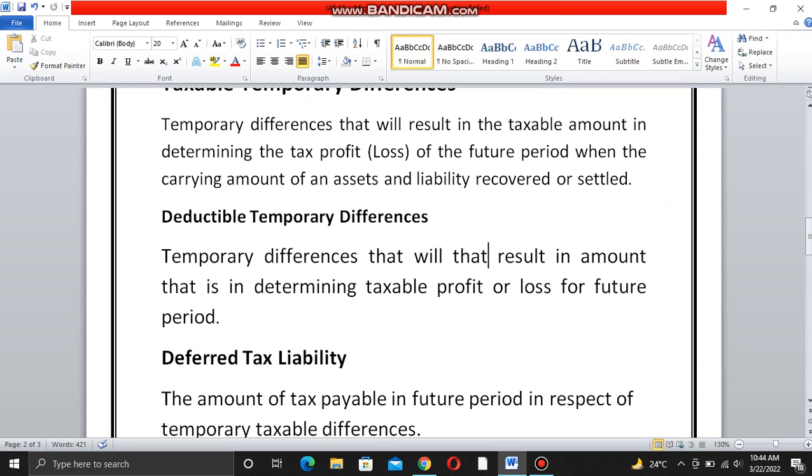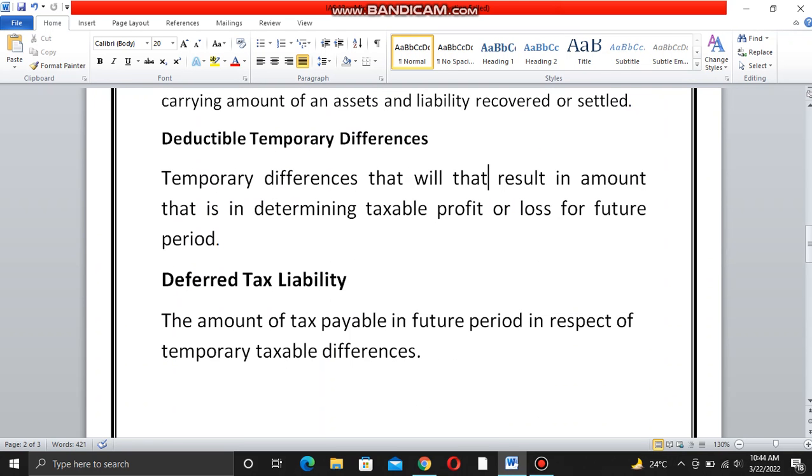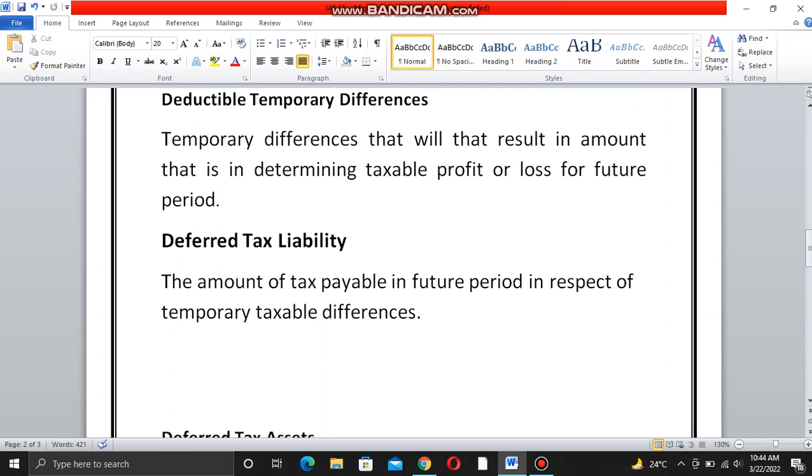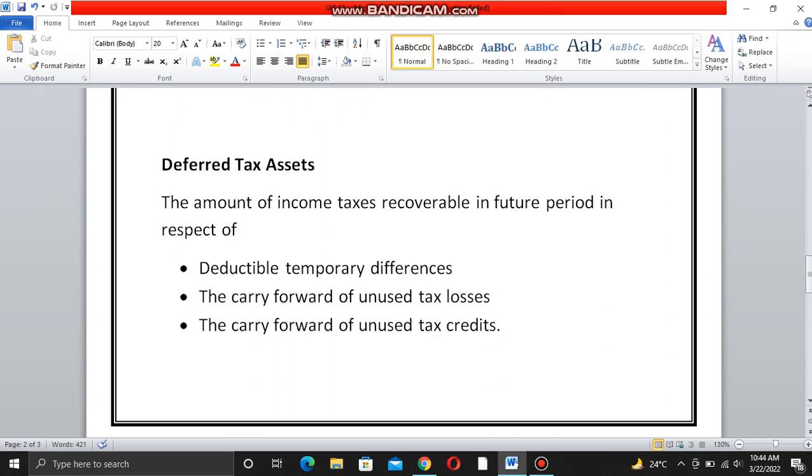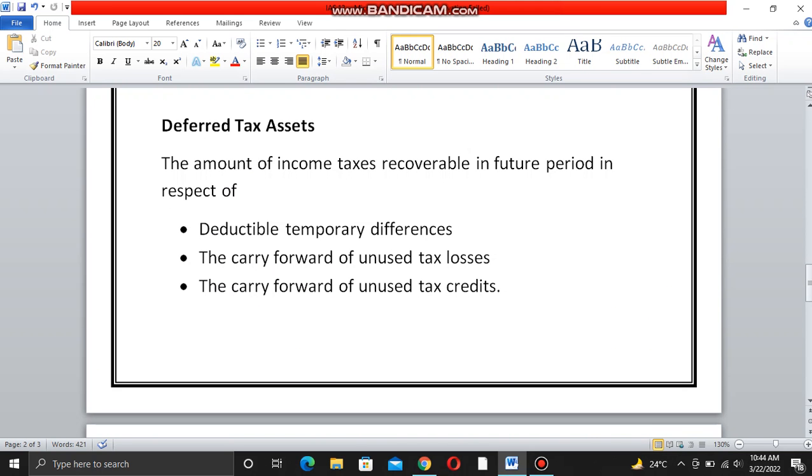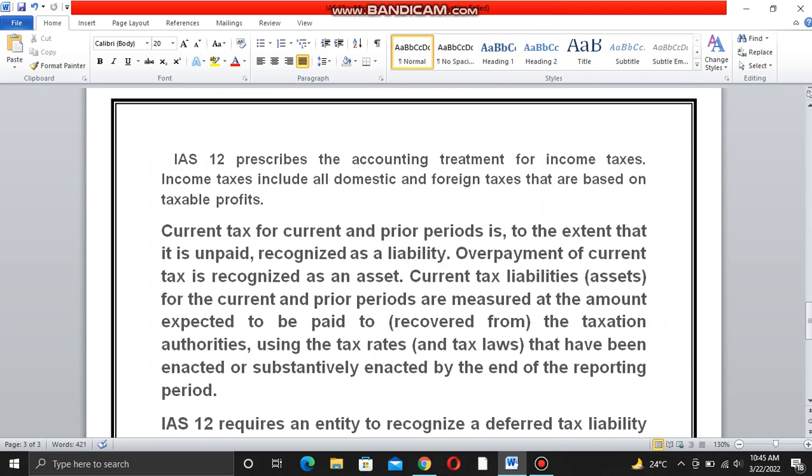What are deductible temporary differences? Temporary differences that will result in amounts that are deductible in determining taxable profit or loss for the future. Deferred tax liability: the amount of tax payable in future periods in respect of taxable temporary differences. Deferred tax assets: the amount of income tax recoverable in future periods in respect of deductible temporary differences, the carry forward of unused tax losses, and the carry forward of unused tax credits. Now, for more explanation, IAS 12 prescribes the accounting treatment for income taxes.